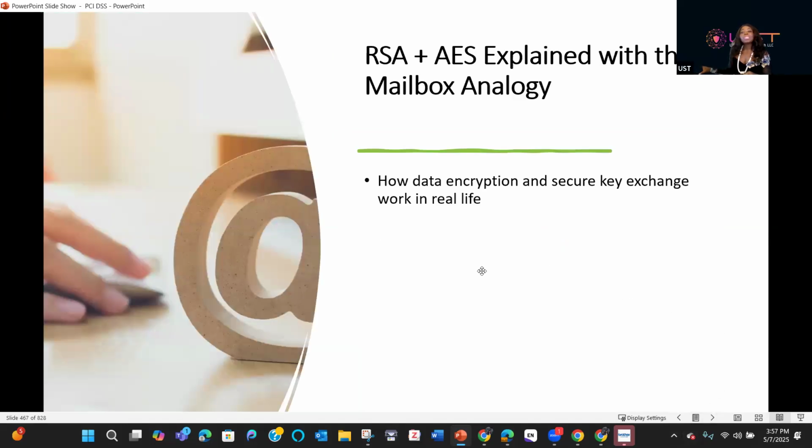AES, as we said, encrypts the actual data. So I will create another video on how RSA and AES work together to achieve everything that we discussed. Do yourself a favor, do some research, come up with an acronym for this, and if possible, put it in the comment section.